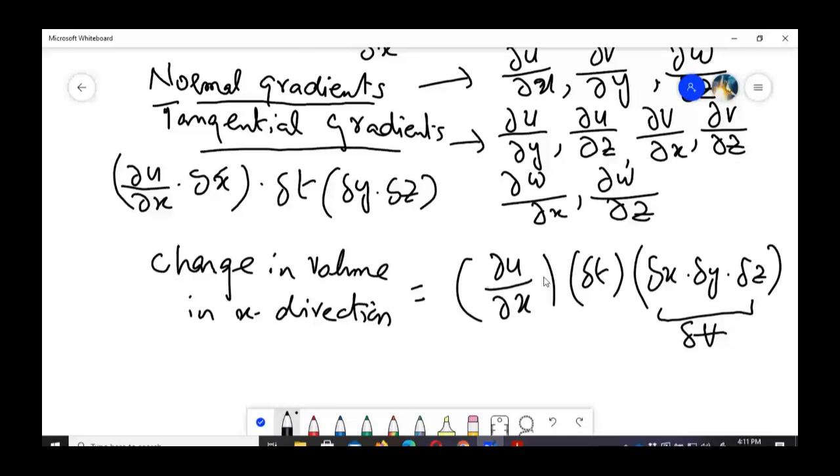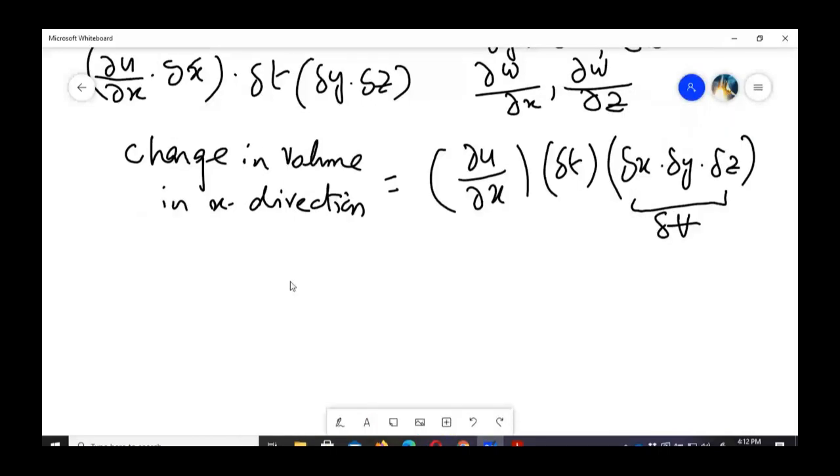So now if we write change in volume in x direction per unit volume. Okay. Now we need to write. Is there any query up till here? Any confusion you can ask anytime. I am happy to repeat.